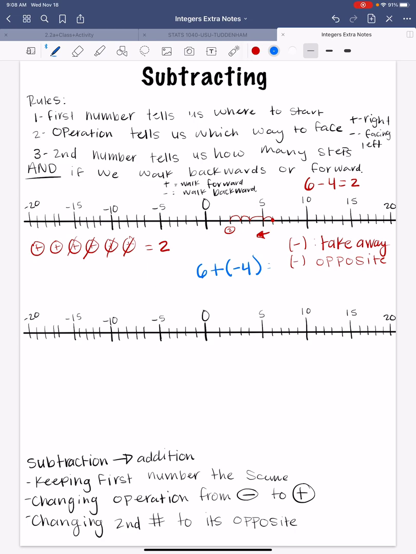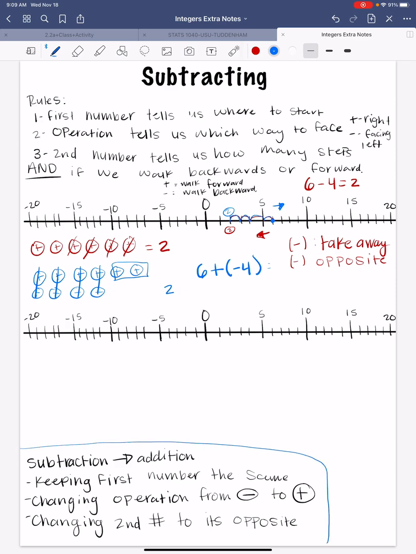On a number line, we would start at 6. That tells us to face forward. But then that negative 4 tells us to walk backwards. So then we would walk 1, 2, 3, 4 steps backwards, and we still end up at positive 2. With a chip and tile model, we would draw 6 positives and 4 negatives. We would cancel out the ones that cancel out, and we're still left with positive 2. So you can change any subtraction to an addition problem if you just follow these steps.